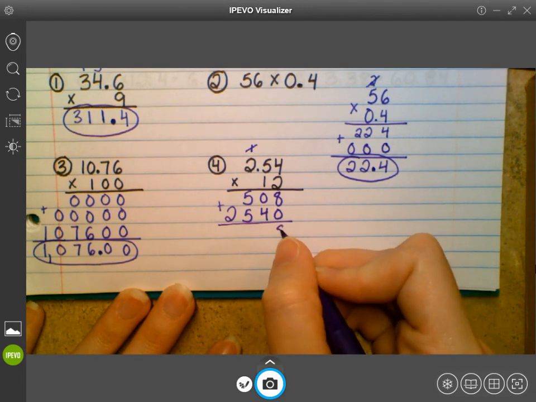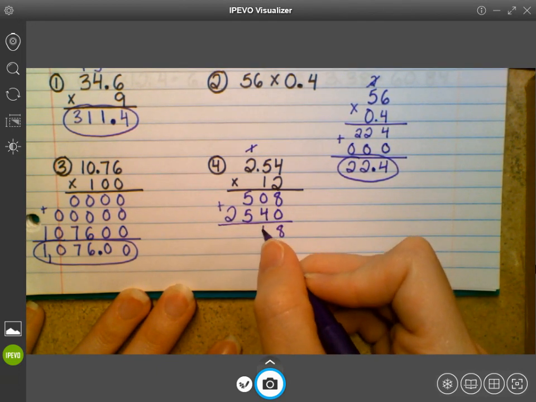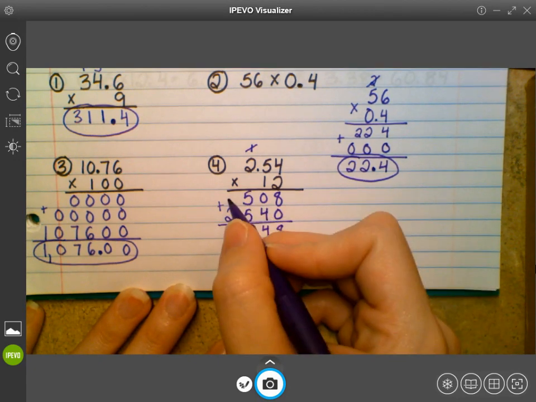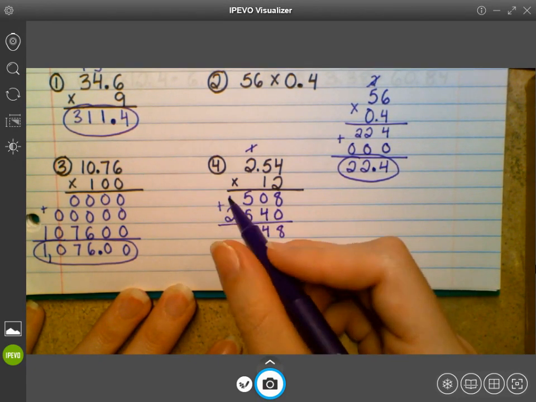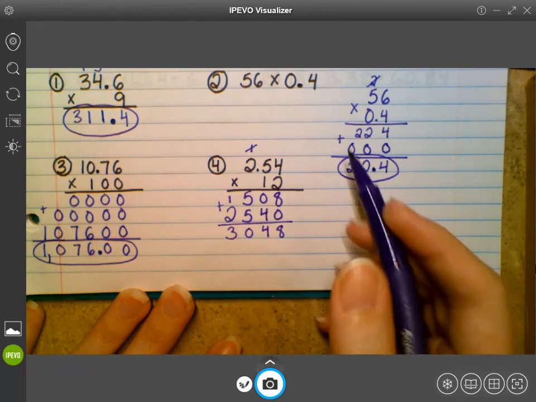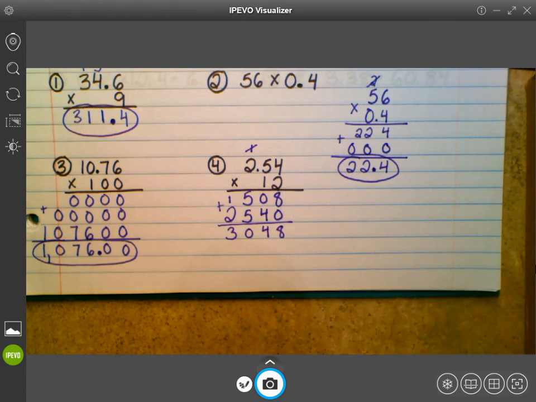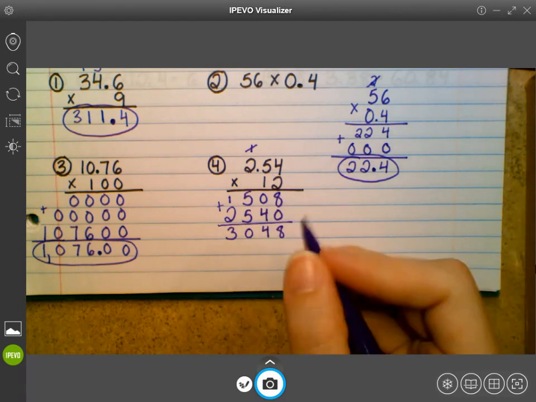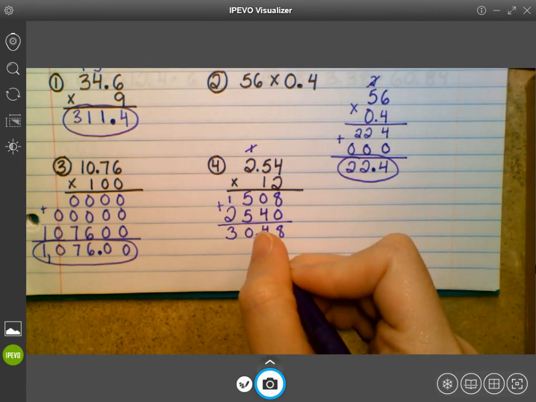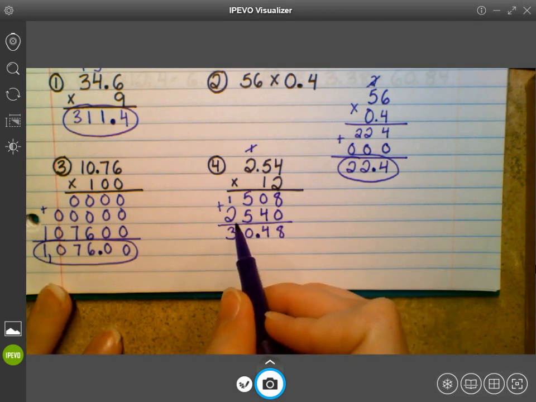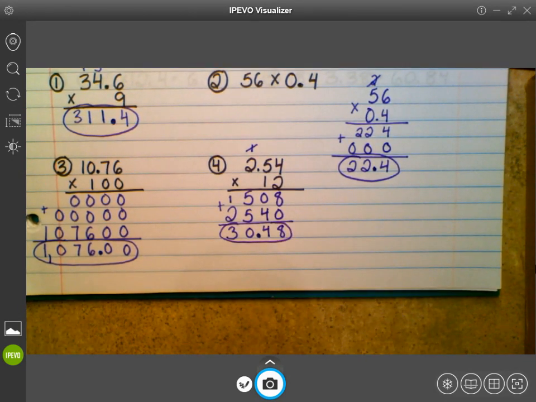8 plus 0 is 8. 0 plus 4 is? 4. 5 plus 5 is? 10. So carry the 1, bring down the 0. 2 plus 1 is? 3. Now, again, if we look back up at top at 4, my two numbers I multiplied, how many digits do I have to the right of the decimal? There are 2, right? We have the 5 and the 4. So I'm going to go in 2 spots at the decimal for 30 and 48 hundredths. Yes, hundredths.